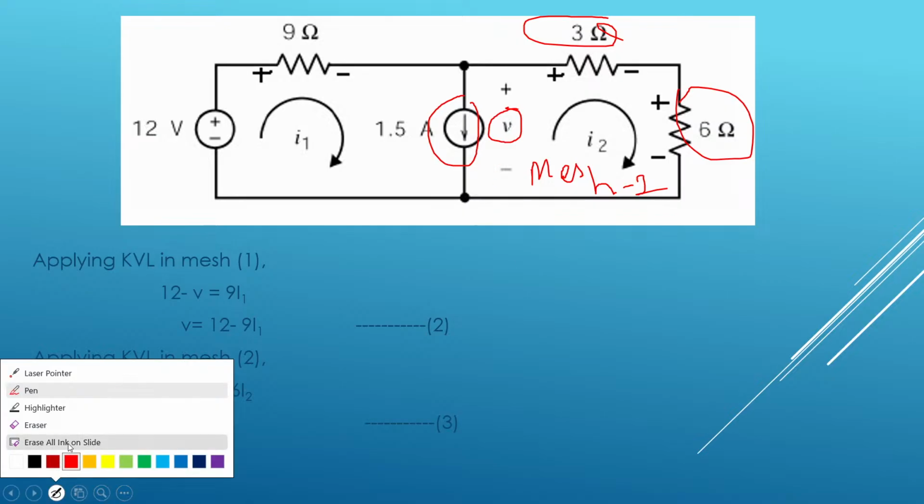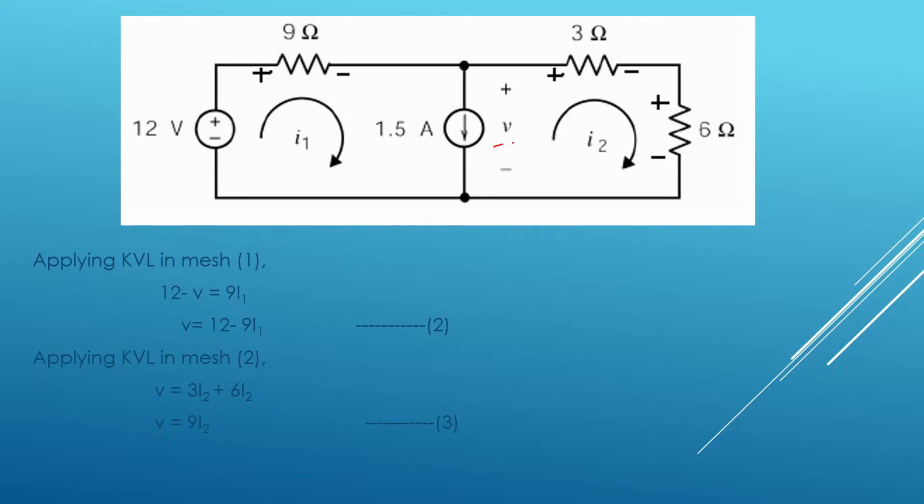Apply KVL in this mesh 2. So V is equal to what? 3 into I2 plus 6 into I2. So V is equal to 3 into I2 plus 6 into I2. Simplified, you will get V equal to 9 I2.